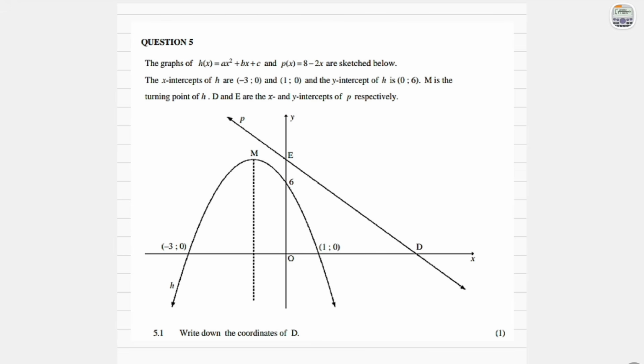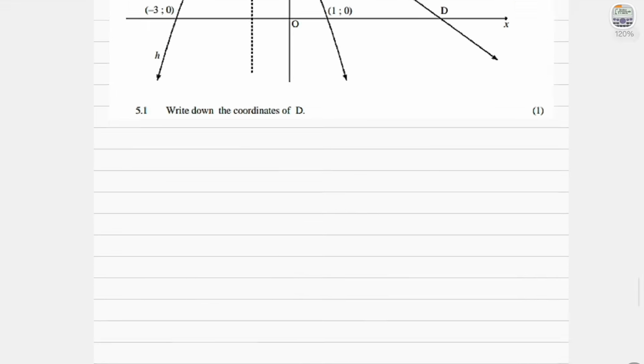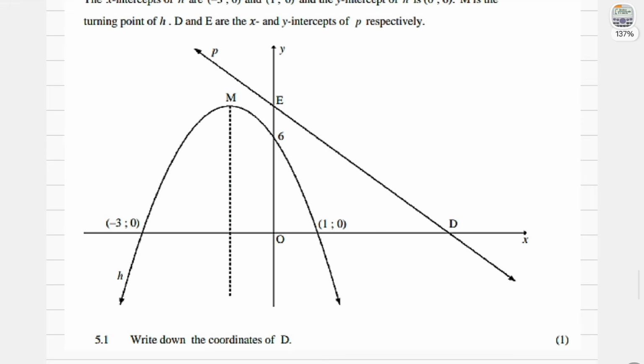Question 5 says the graphs of h of x, which is a parabola, as we can see, and p of x, which is a straight line, are sketched below. The x-intercepts of h are negative 3 and 0 and 1 and 0, and the y-intercept of h is 6. M is the turning point of h. D and E are the x and y-intercepts of p, respectively. And then the first question, 5.1, says, write down the coordinates of D.